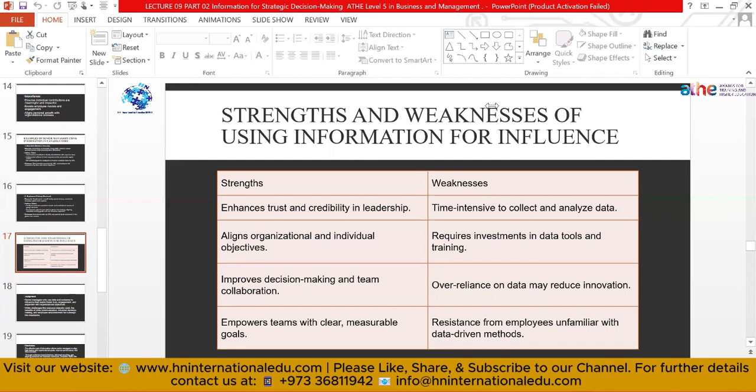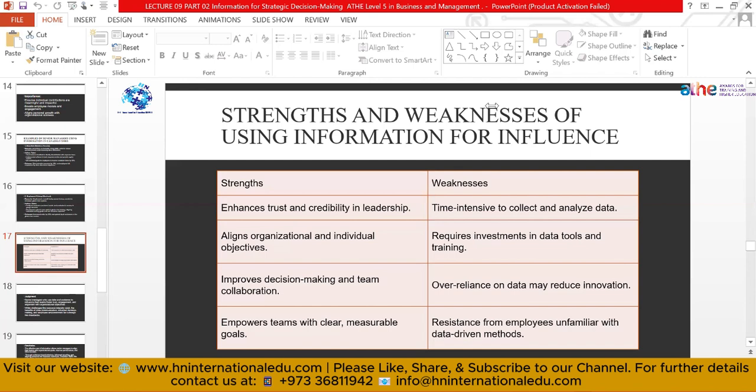When we do the discussion, there is a team. It empowers the team with clear, measurable goals, because we are measuring them through the KPI indicators. Then we are giving them the authority to help in the decision making. However, it is time intensive to collect and analyze data. The most realistic weakness is that it is quite time intensive. It requires upfront investment in data tools, training, and techniques too. It's not free. Not everybody can perform it if you really want accurate results.